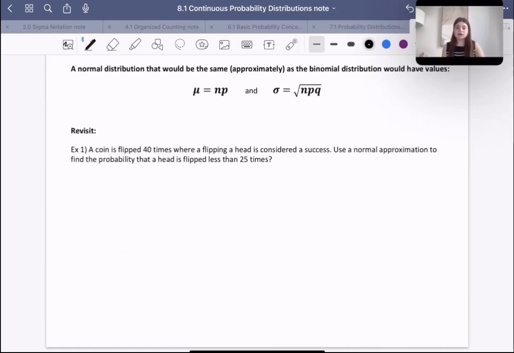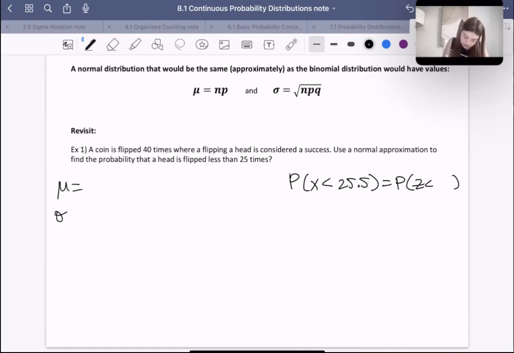Well, what is that going to be? The probability of x being less than 25.5 is going to be equal to the probability that z is less than some number. So what we need to do is find the z score that corresponds with this value. So let's find mu, let's find the standard deviation, and then therefore find the z score. We know the z score is the x value minus mu over the standard deviation.